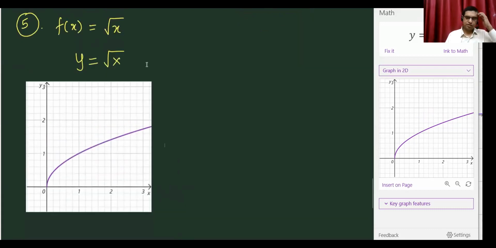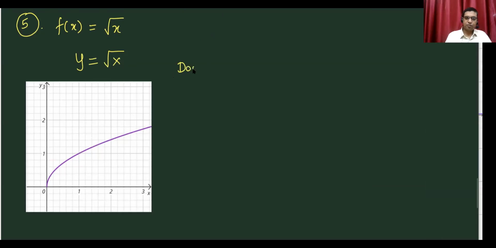Y equal to root x. This will be the graph. When we come into calculus, I will deal with it more carefully. But these are basic graphs that you should remember. That's why I'm going through.